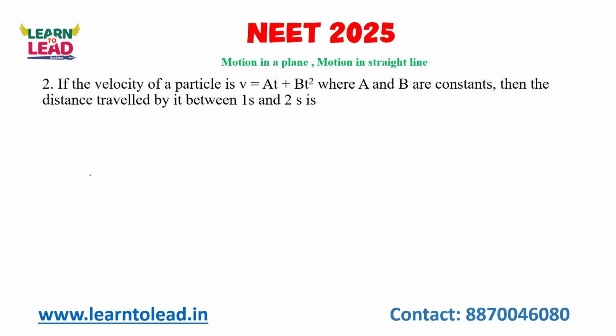Next question. If the velocity of the particle is given as at plus bt square, where a and b are constants, then find the distance traveled by it between 1 second and 2 seconds. As I told you earlier, if they give you displacement, you should differentiate with respect to some parameter to get velocity, and again differentiate to get acceleration. Now here they have given velocity and they are asking for displacement. Here you need to integrate.